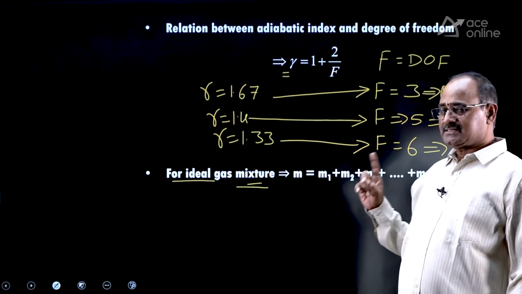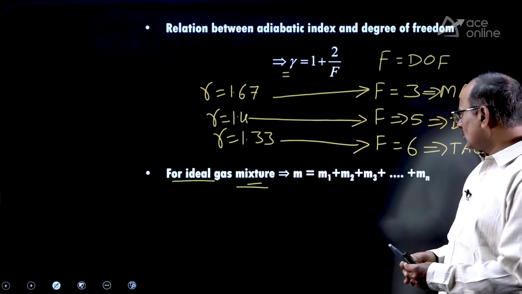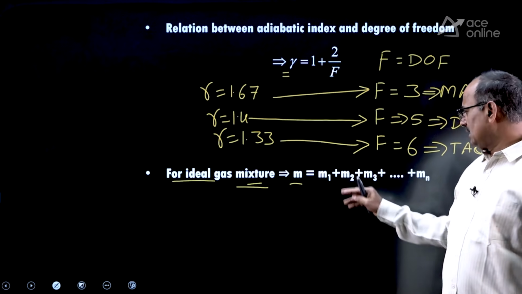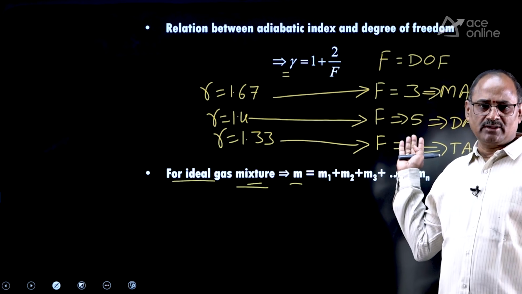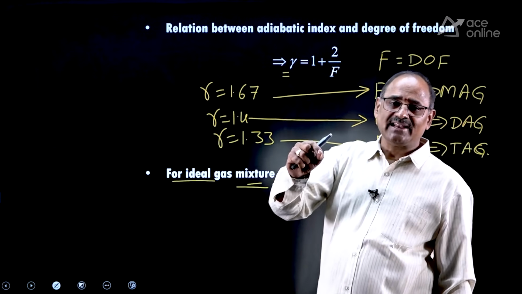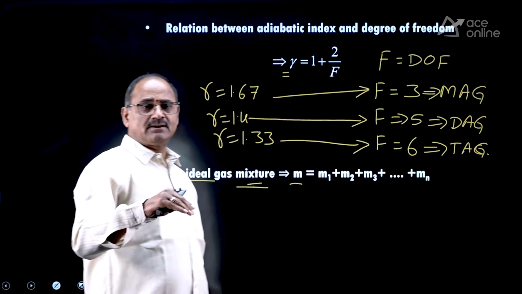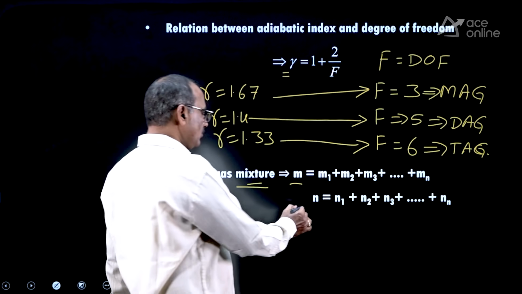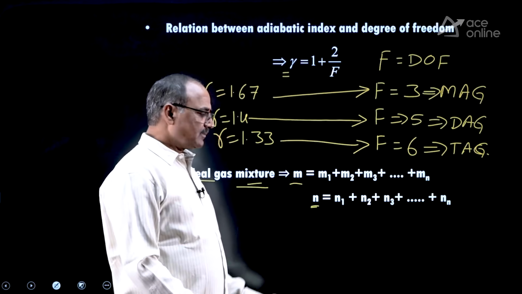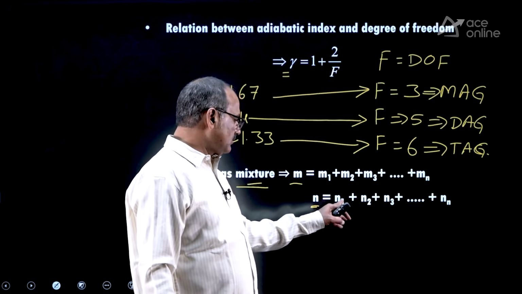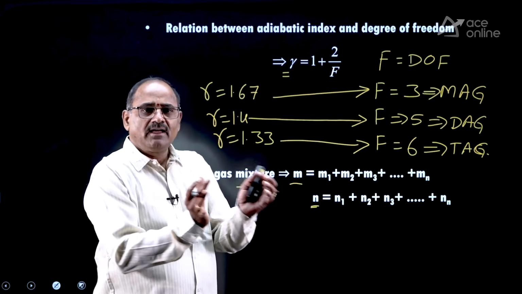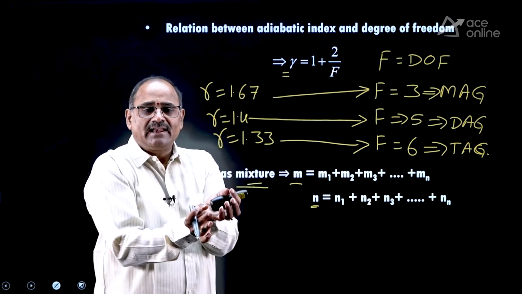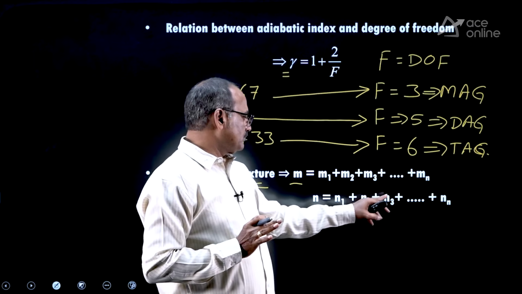Similarly, ideal gases can be homogeneously mixed. The total mass of the ideal gas mixture equals the sum of the individual masses, m1 plus m2 plus m3 and so on. m1 is the mass of one ideal gas in the mixture. Similarly, m2 is the mass of another ideal gas in the mixture. Similarly, the total number of moles in the mixture equals the sum of the number of moles of the different ideal gases present in the mixture, n1 plus n2 plus n3 and so on.